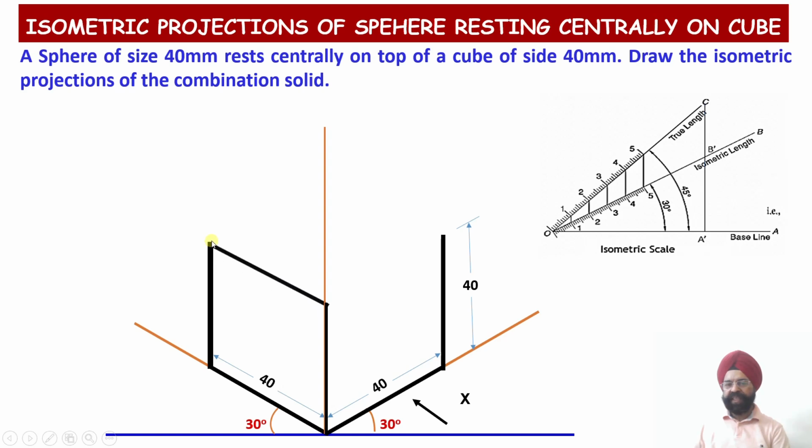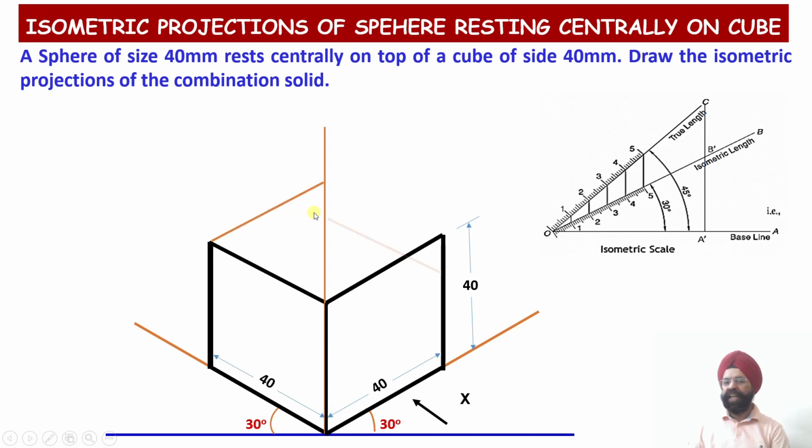Then as we discussed earlier, we can join this edge corresponding to the top face. Similarly, this edge corresponding to the top face of the cube can be joined dark. But in this case, because a sphere of size 40 millimeter will be resting centrally on top of a cube, we are not going to darken these two edges.